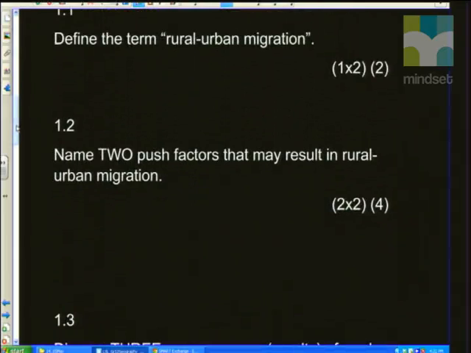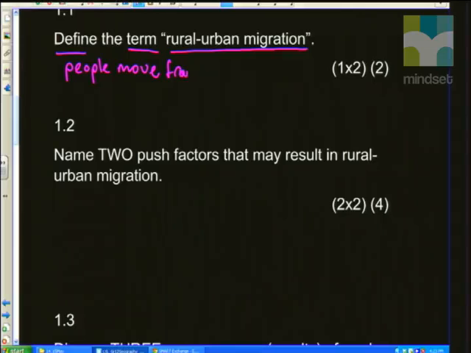1.1, and they usually start with a definition. Define the term rural-urban migration. So there's 2 free marks right there. So remember that rural-urban migration meant that people move from rural areas towards urban areas for a number of reasons. Let's write that down. So people move from rural areas, like villages, to more urban settings, right? Like cities, like towns. Full definition for 2 marks. If you only give half of it, you won't get any marks.